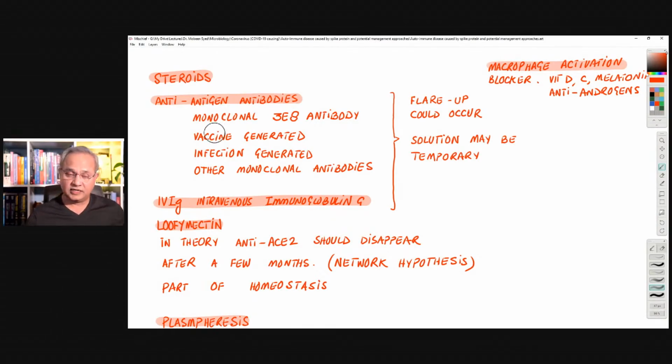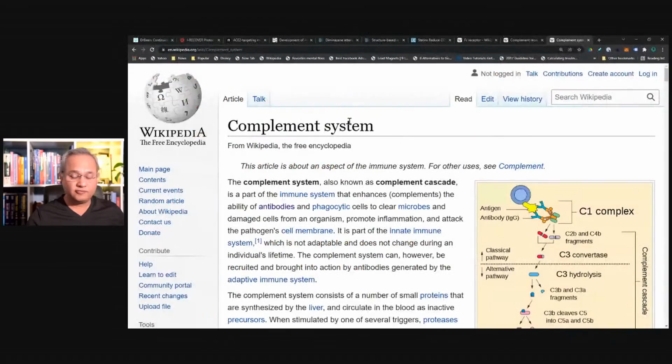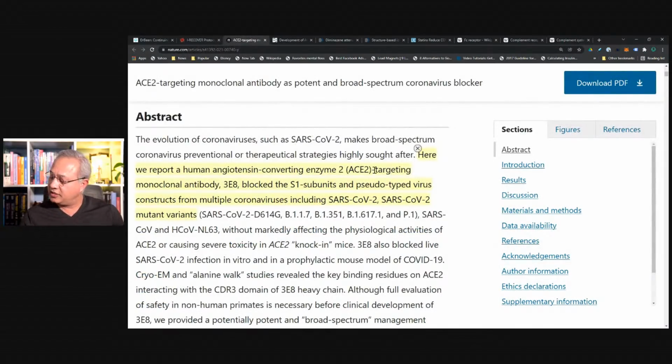But there are therapies. Now this is not an approved therapy. This is an experimental therapy. This is the 3E8 antibody, and let me show you where it is. That means if you are unfortunately struggling with this, keeping an eye on these therapies is important. So here we report a human angiotensin converting enzyme 2 targeting monoclonal antibody, 3E8, that blocked the S1 subunit and pseudo-typed virus constructs from multiple coronaviruses, including SARS-CoV-2. So they actually used this to ask, can we block SARS-CoV-2 from connecting with ACE2?